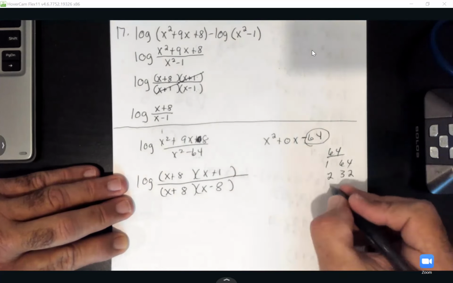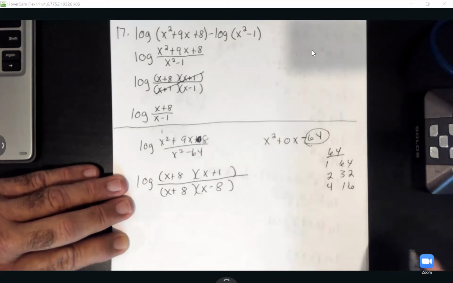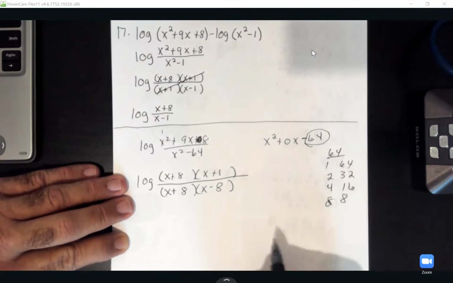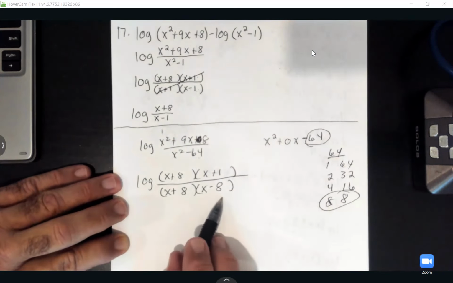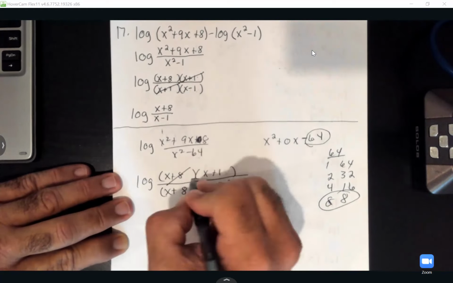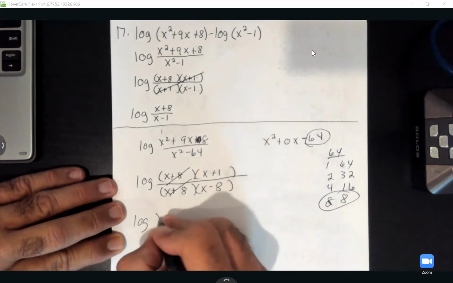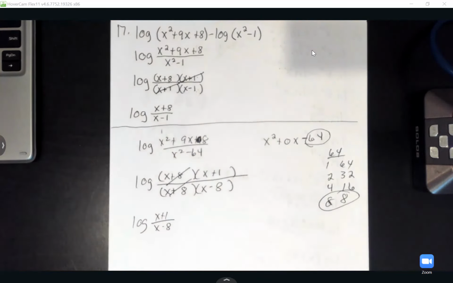oh Lord, there's a lot of them. 4 and 16, and then the 8 and 8. Only one set of factors gave me a 0, and that was that 8 and 8, okay? So make one positive, one negative, and guess what? The 8s will cancel out so that we end up with the x plus 1 over the x minus 8.